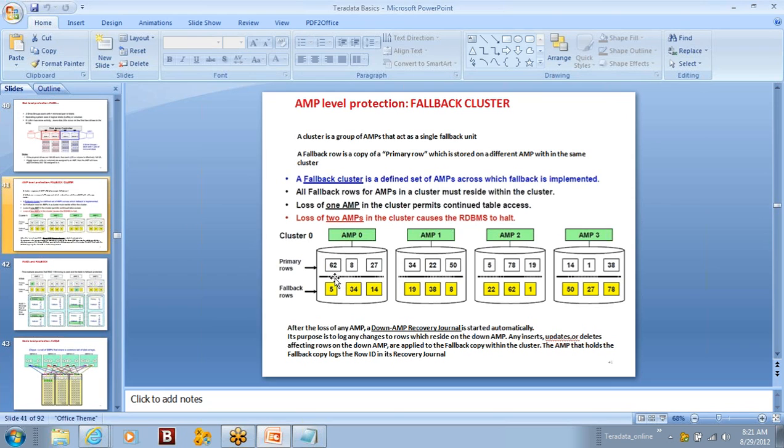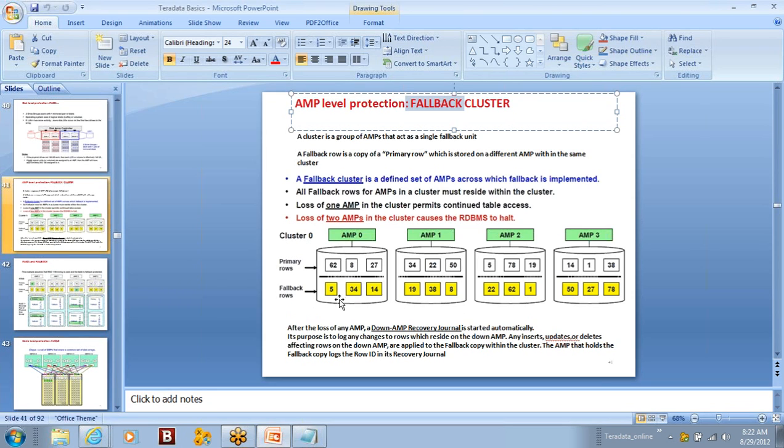Whenever we put a fallback keyword at the time of table creation, the hash algorithm would identify the primary amp in which it has to be stored and the fallback row also. So fallback is under control of the developers, who can have the keyword fallback at the time of table creation, so that the algorithm will know that this row is to be stored in 2 amps. It will identify which is the primary amp and which is the fallback amp.